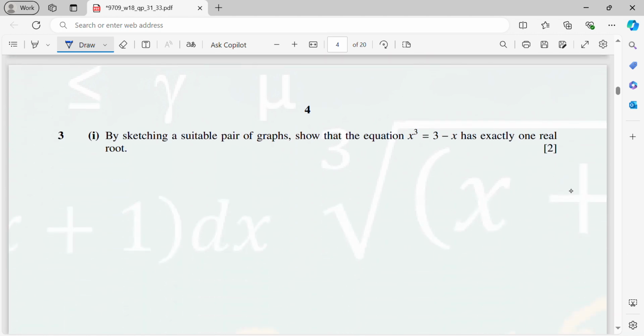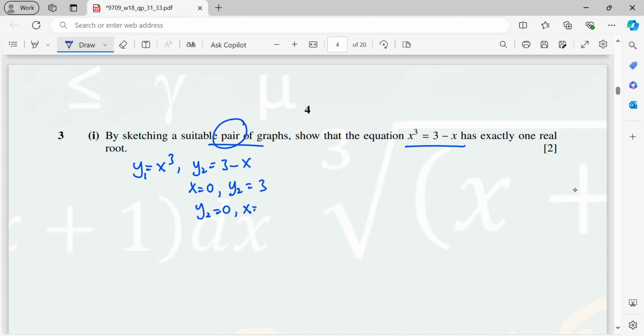Okay, part 3, first part. By sketching a suitable pair of graphs, show this equation has exactly one real root. Since a suitable pair of graphs means that you have to sketch two graphs, the first graph is x cubed, and the second graph will be 3 minus x. For 3 minus x, it is a straight line because x is of degree 1. Therefore, just need to get 2 points. When x is 0, y is 3. When y equals 0, x equals 3. So now sketch two graphs.